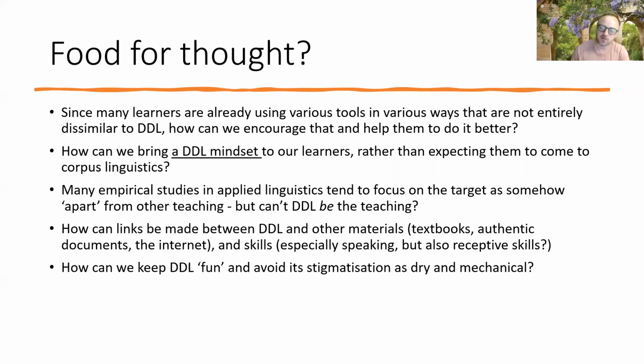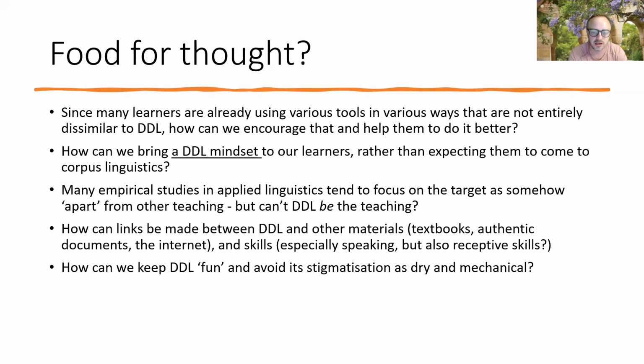So what I don't want for them, for example, is to go to Google and then just click on the first link that comes up and say, oh, that's the right answer. What I want them to do is to take an application like Google and apply a DDL mindset to their consultation of the data they receive from that, rather than expecting them necessarily to come to corpus linguistics. So how can we do that? How can we bring that DDL mindset to our learners without going through the hard fight of trying to persuade them that corpus linguistics is great and it's going to solve a lot of their problems?